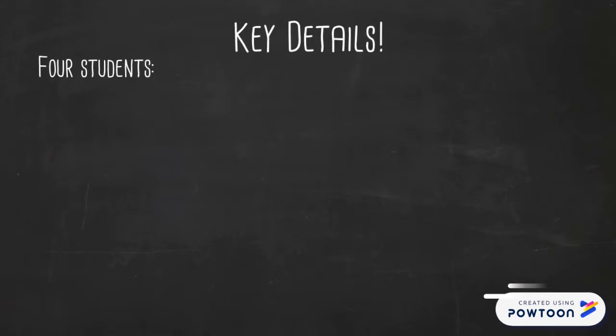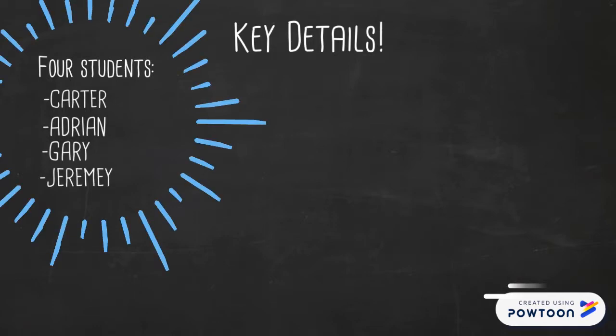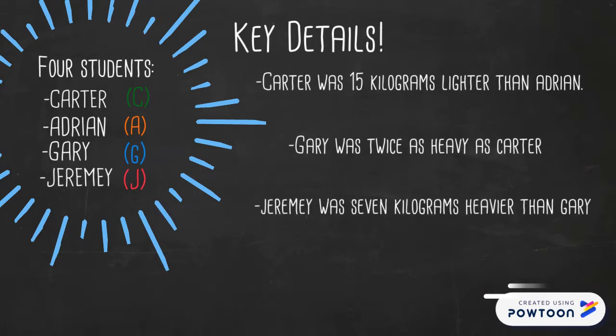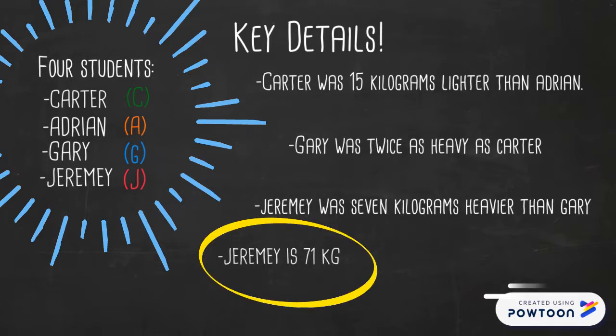Following our model, we know we want to find the key details in our word problem. We know that we have 4 students who I have color-coded and abbreviated to make easier. We know Carter is 15 kilograms lighter than Adrian. We know Gary is twice as heavy as Carter. And we know that Jeremy is about 7 kilograms heavier than Gary.